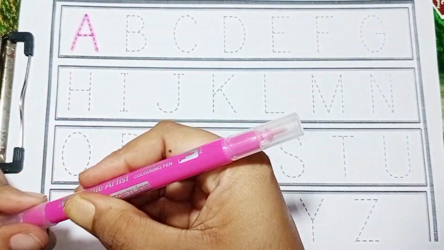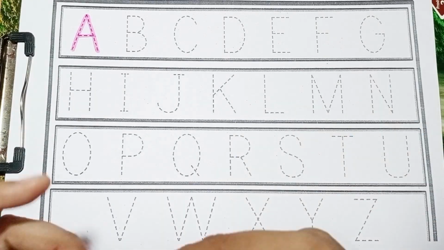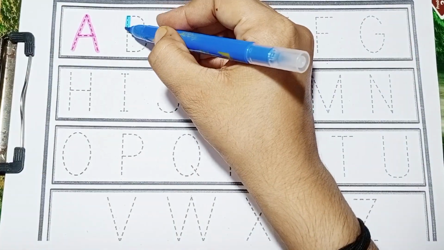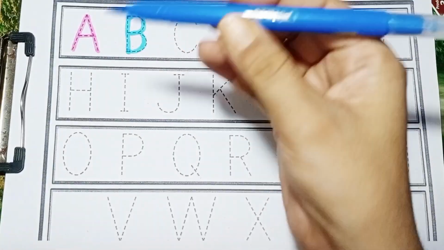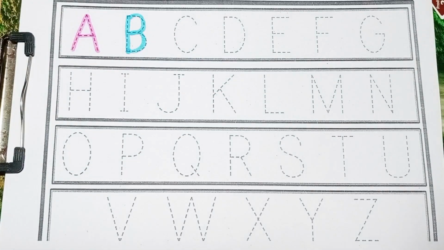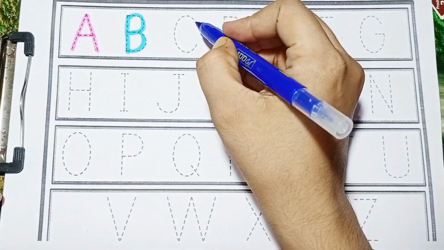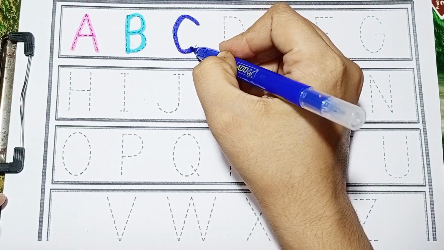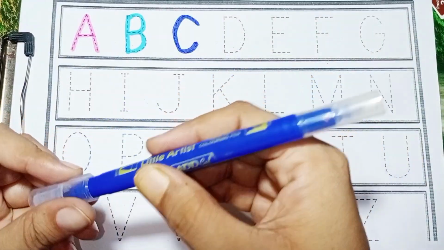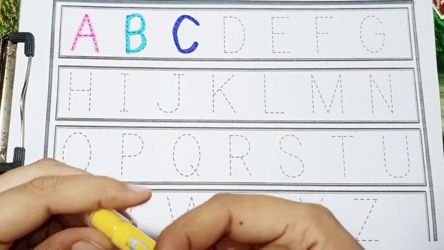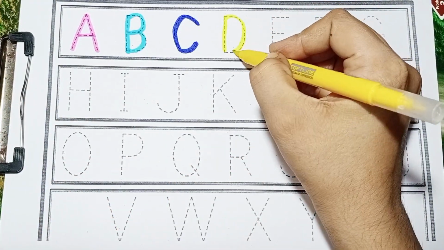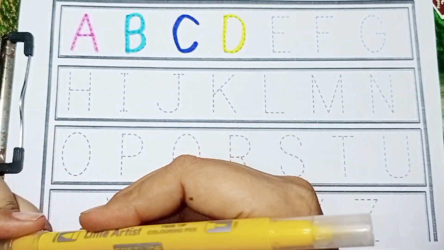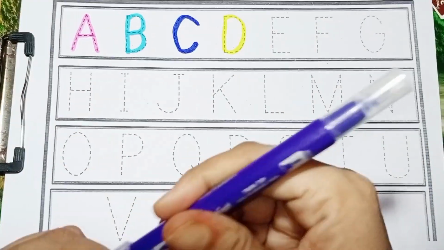A for alligator. B for butterfly. C for candy. D for dog.